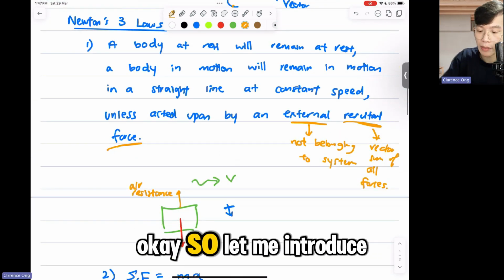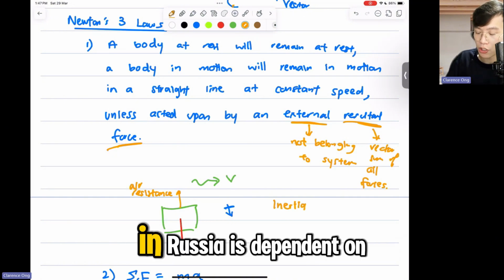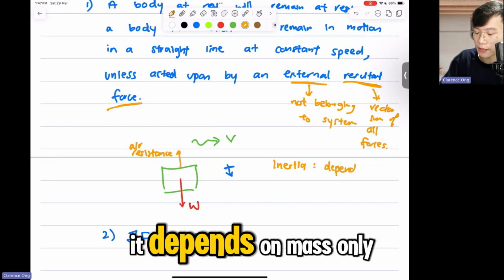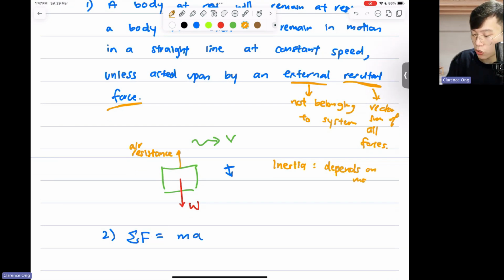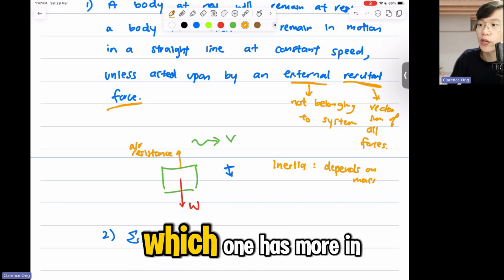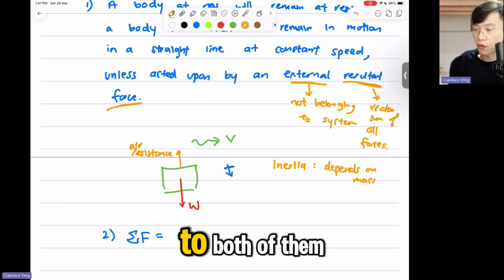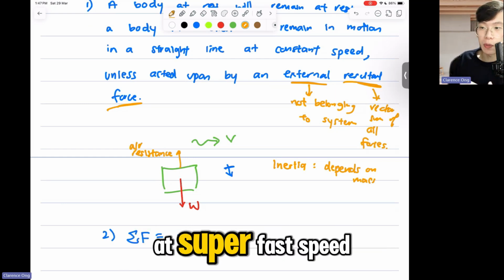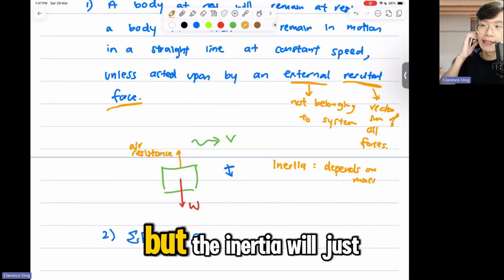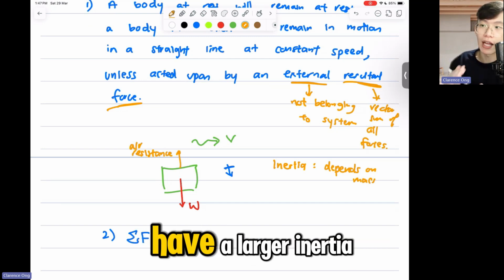Okay, so let me introduce you to another term as well, inertia. Inertia is dependent on mass only. You can think about two objects, an elephant and a mouse. Which one has more inertia? Regardless of what's happening to both of them, the mouse can be moving at super fast speed, the elephant could be stationary, but the inertia will just be dependent on the mass. So the elephant will always have a larger inertia.